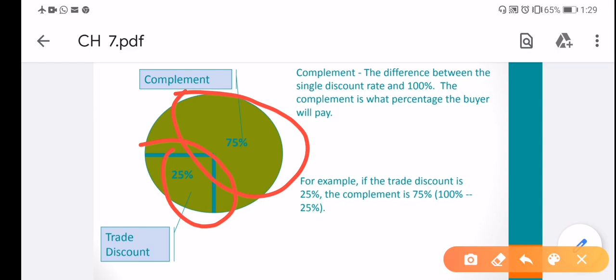In this case, we do it in one step. In the previous way, we have to make it in two steps. First step, to find the discount amount, then we deduct this discount amount from the list price. But in this way, we directly find how much I should pay by multiplying the complement percentage by the list price.